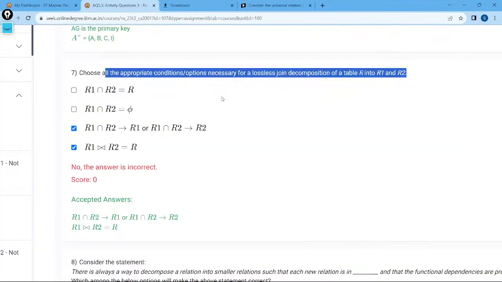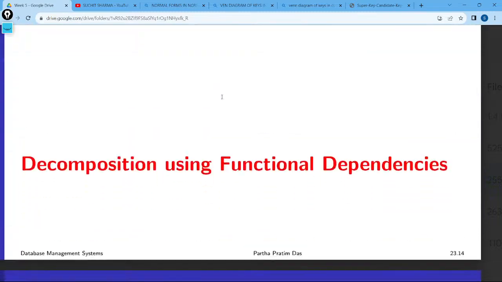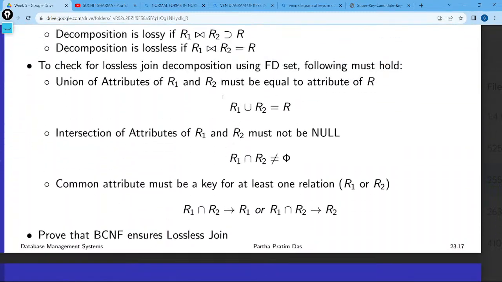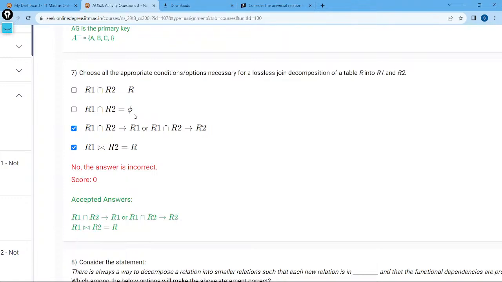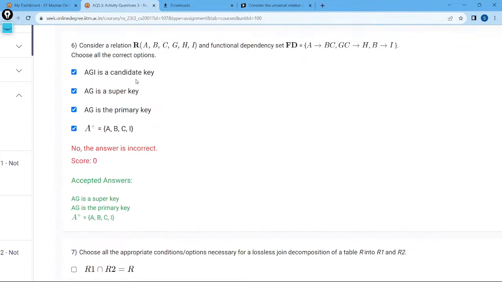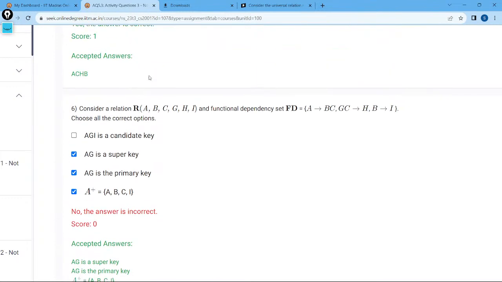What is it? Lossless join. Okay, so it must not be null. So there must be something common between them. I misread the statement and hence I was wrong. Okay, AGI is not a candidate key, it is a super key. Good.